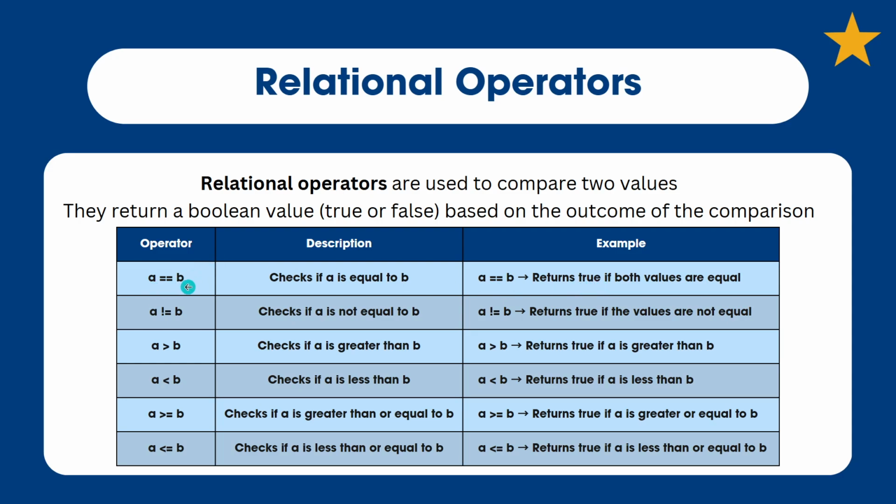Let's say A is 10 and B is 3 for all of these. So A equal to B: is 10 the same as 3? No, that's definitely not the case. Let's check the next one.